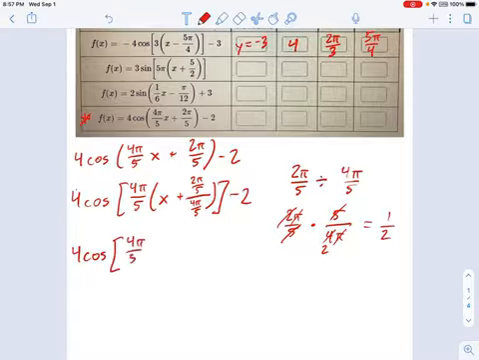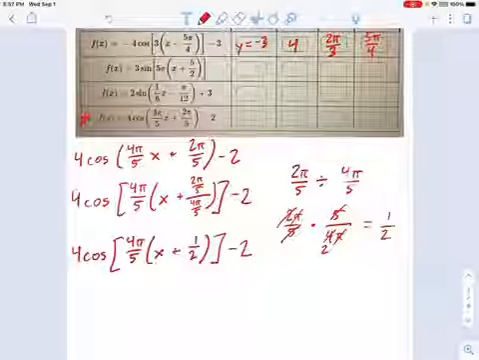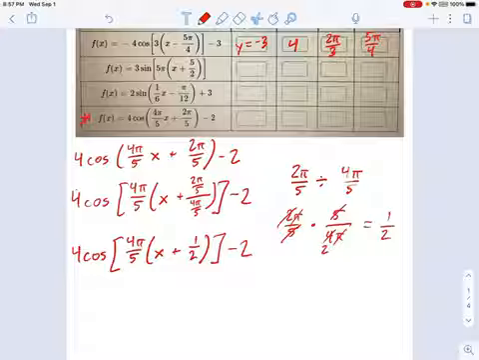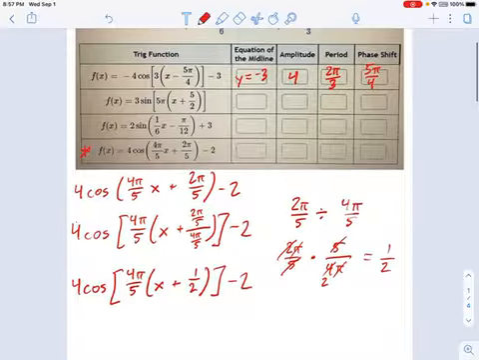So this becomes 4 cosine of 4 pi over 5 times x plus 1/2, minus 2. So that is our factored form, and now we're ready to start. That's just what you need to do to start this problem, because these functions need to be in the factored general form before you can really say what the phase shift is. Otherwise, you're going to get messed up. So let's go through it.